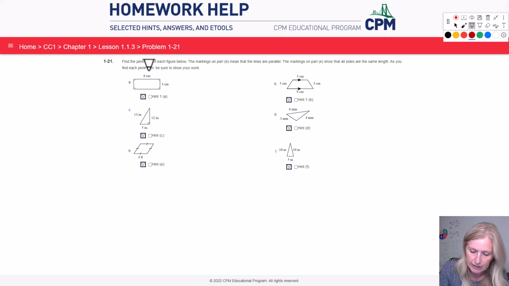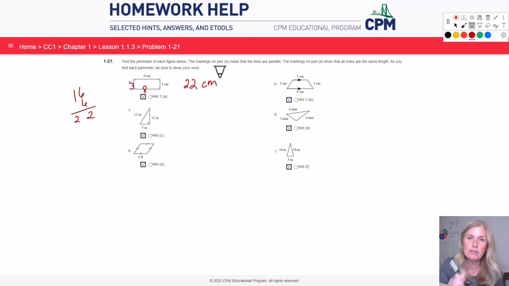Here's what we know about a rectangle. These two sides are equal. So if the top is 8, the bottom is 8. If the right side is 3, the left side is 3. And then you just add them up. 8 and 8 are 16. 3 and 3 are 6. Add those together. That should be 22. So A is 22 centimeters. Never forget to label. Okay, B. We've got a trapezoid here, and all sides, oh no, these two sides are the same. So 3 and 3 are 6, 9 and 5 are 14. Oh, that's super easy. 20 centimeters.